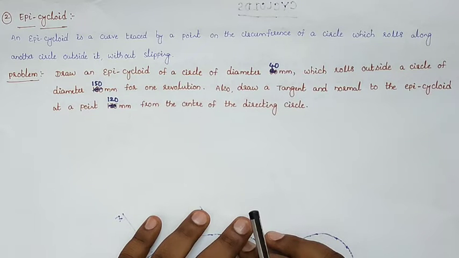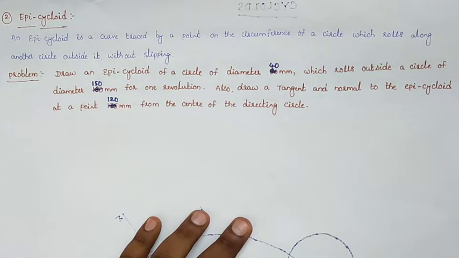So that means epicycloid is a curve traced out by a point on the circumference of a circle which rolls along another circle, here the directing circle, outside it without slipping. This type of curve we can call the epicycloidal curve.